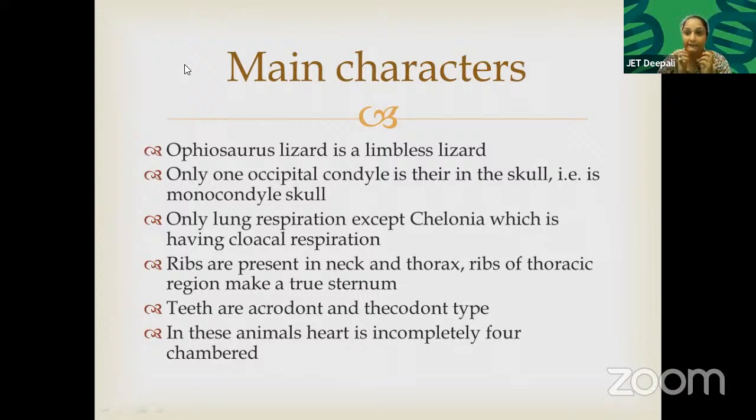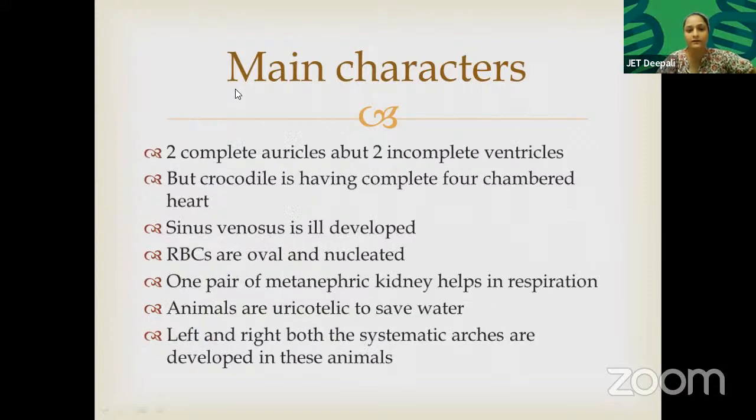Properly embedded. In these animals, heart is incompletely four-chambered. What is incompletely four-chambered? Means they are having two auricles, two ventricles, but the one ventricle that they are having is ill-developed. Two complete auricles but two incomplete ventricles are there. But crocodile is having complete four-chambered heart. Only crocodile is there who is having a complete four-chambered heart.